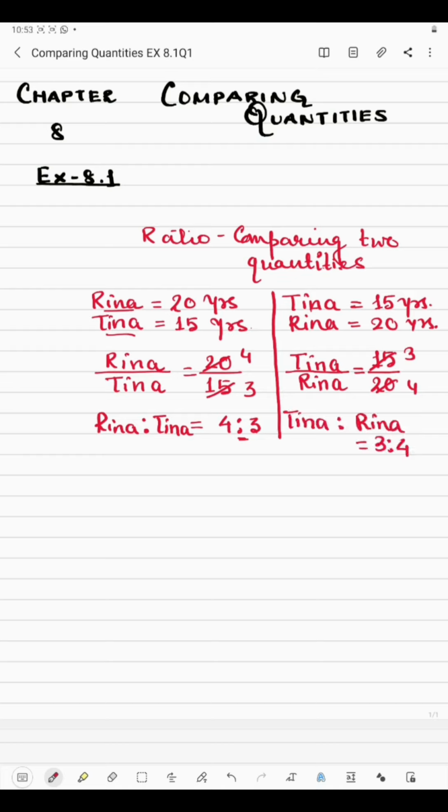So basically while finding ratio, we need to maintain the sequence. If Reena's name is given at first, then I have written Reena in the numerator and Tina in the denominator. And in the other question, when Tina's name is given at first and we have to find the ratio of Tina and Reena, then Tina's name will be written on the numerator, and Reena's name on the denominator. So while doing ratio, we will have to maintain this and do accordingly.